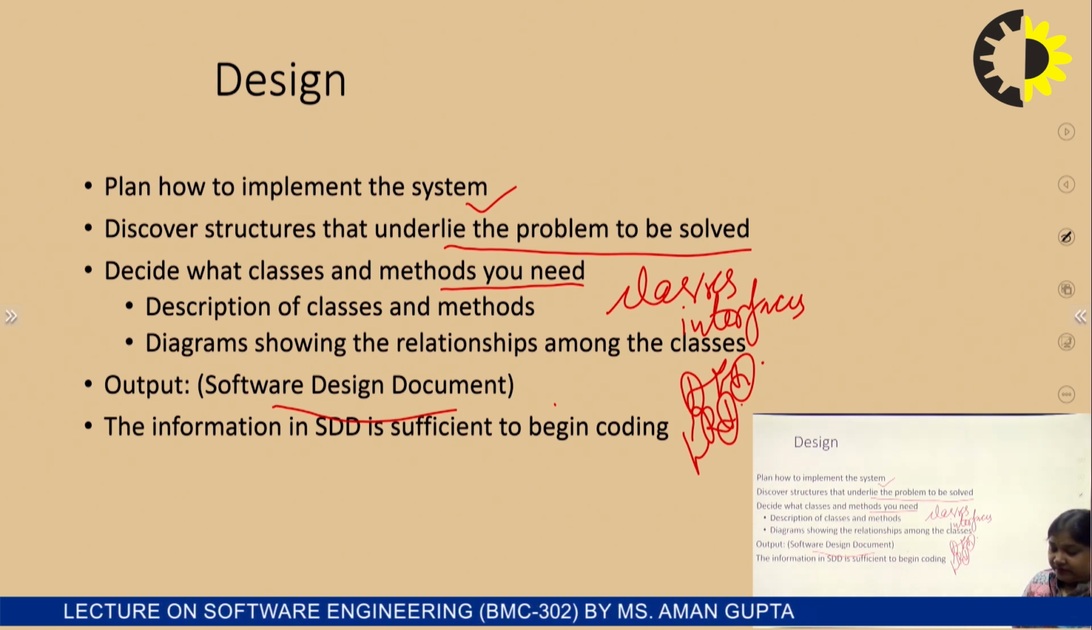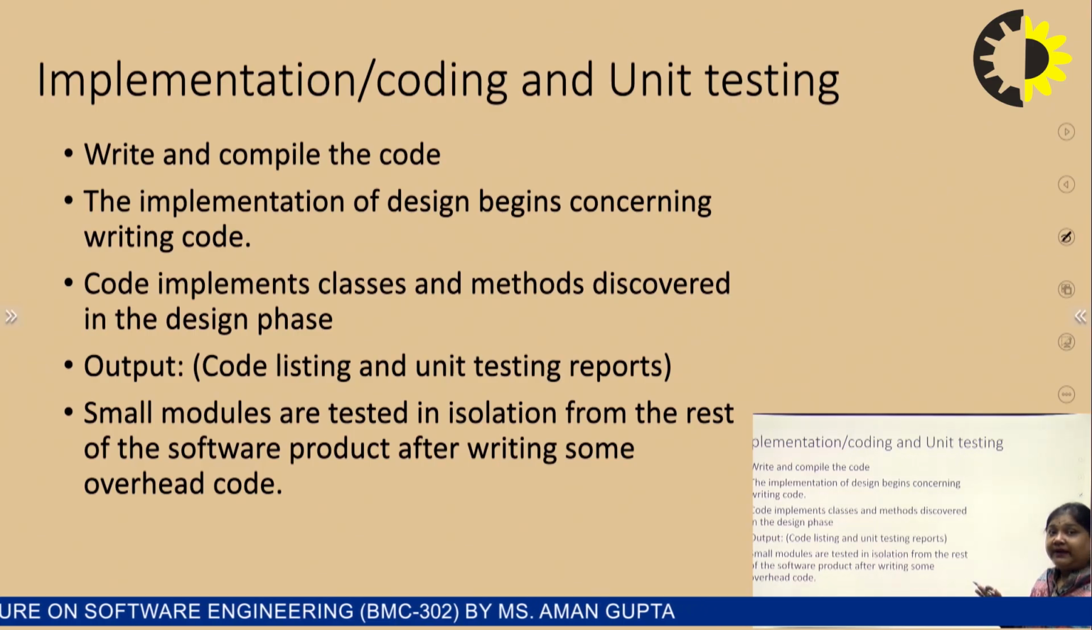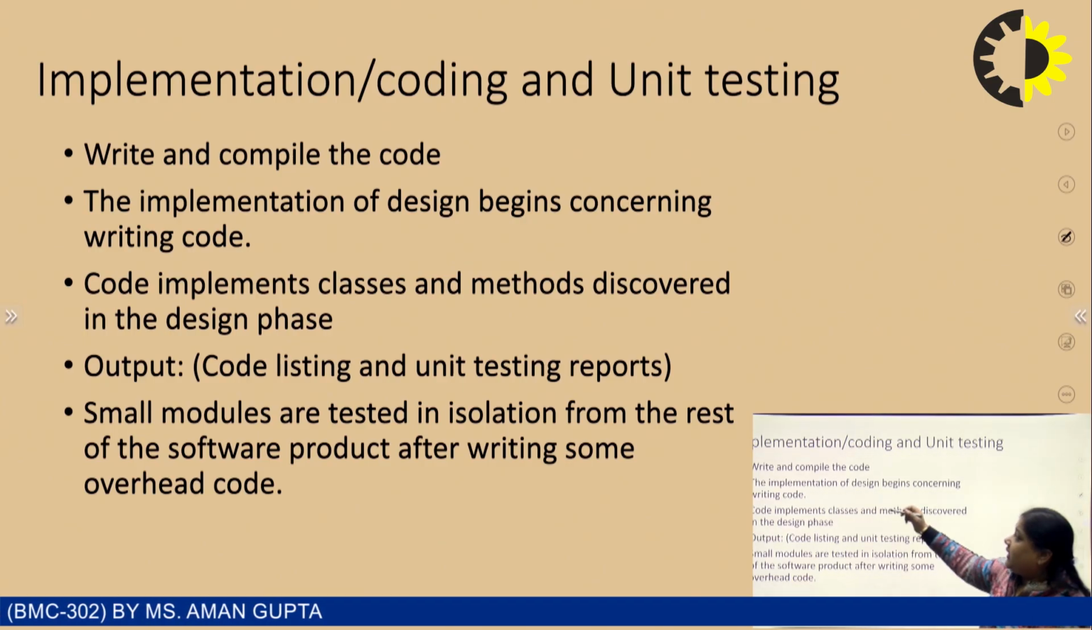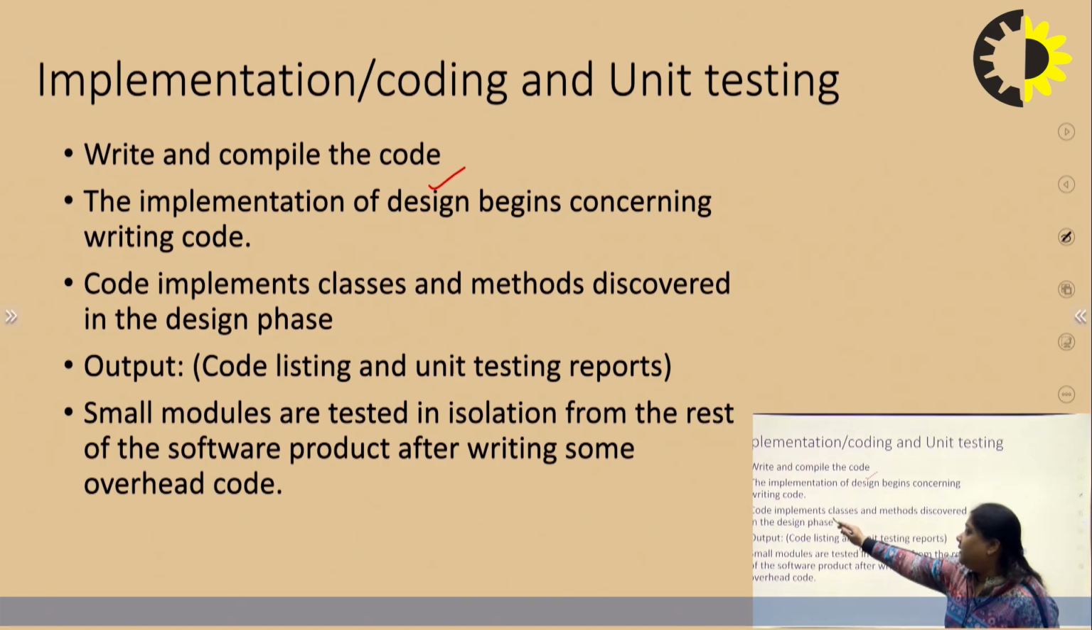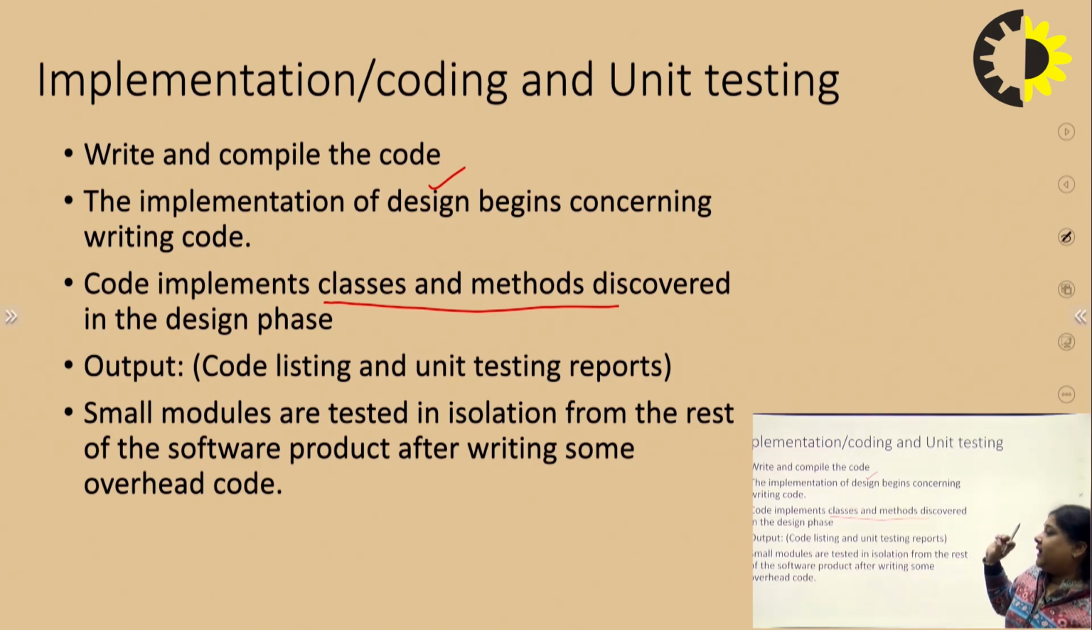This phase is needed to start the next phase, that is the coding or implementation phase. Next is implementation and unit testing. In this we give body to the classes that we designed in the design phase, and we write and compile the code. Implementation of design begins with writing code, which means giving body to the classes and methods designed in the design phase. The output of this phase is the code listing and unit testing reports. The small modules are tested in isolation from the rest of the software product after writing some overhead code.